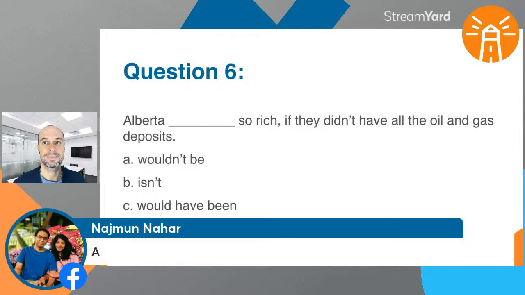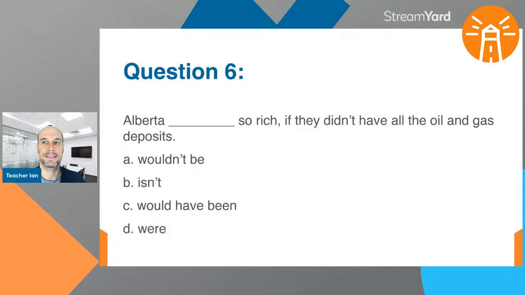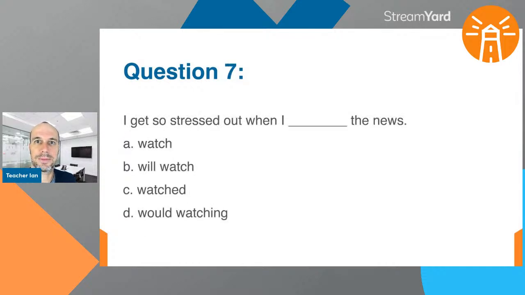Najman says A. That's a great guess. Lorraine says A. Irene says A. Great. Christian says A. Barbara says A. It's A, right? Alberta wouldn't be so rich if they didn't have all the oil and gas deposits. So they are rich, but they wouldn't be if they didn't have all the oil and gas deposits. I think that's the second conditional. You guys are amazing. All right, what about this one?